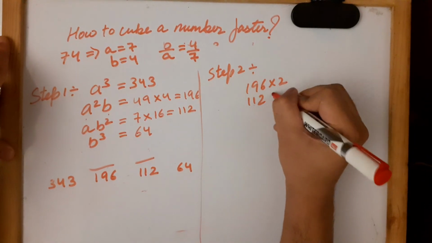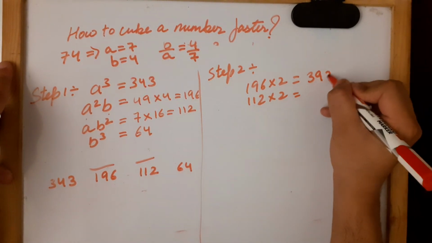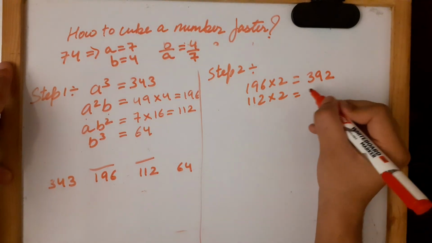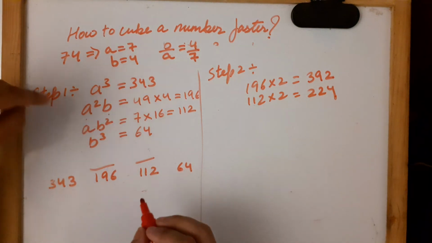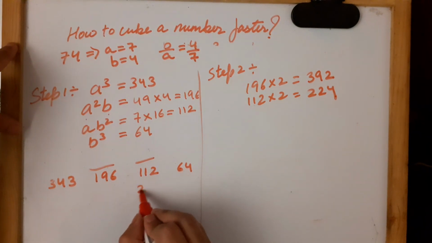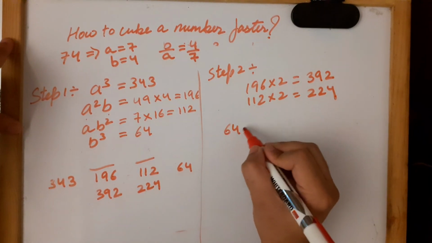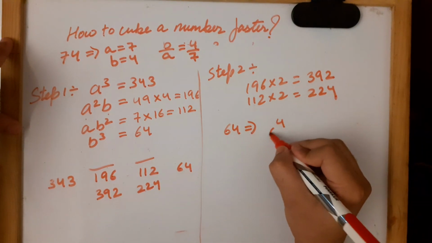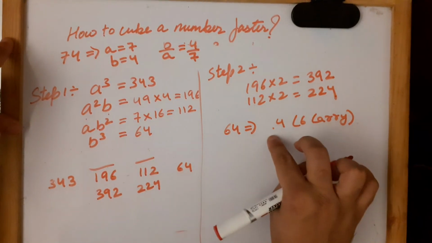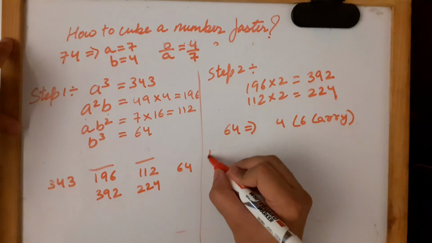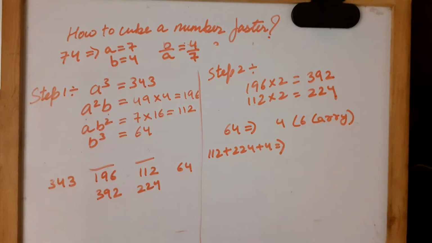Step 2 is you have to double the second and third terms. 196 into 2 and 112 into 2. Our 196 into 2 is 392, and our 112 into 2 is 224. Okay guys, now let us take here 224 and 392. For 64, it's 4 and 6 carry. You can write 4 here, and for that you have to do 112 plus 224 plus 4.